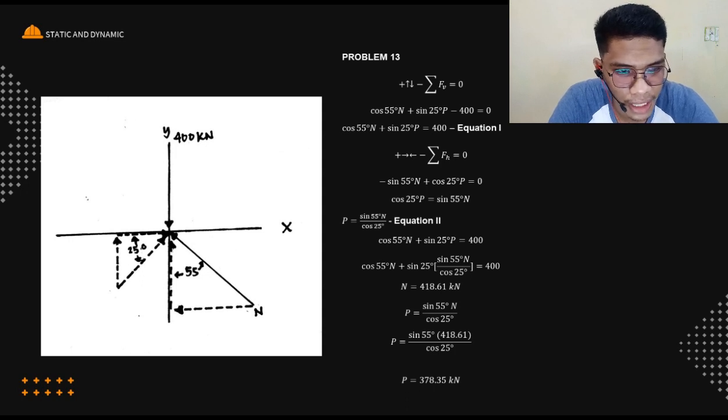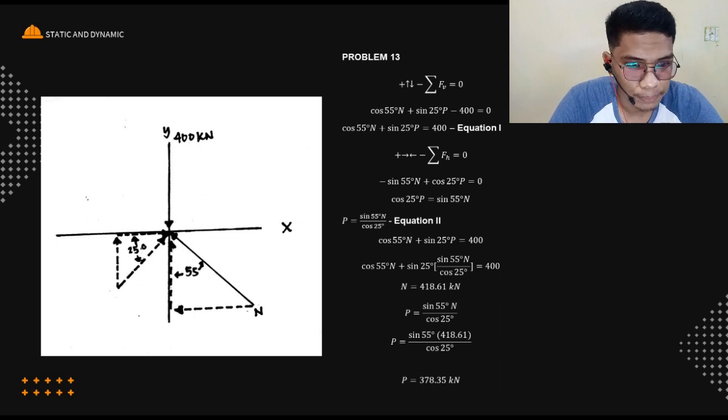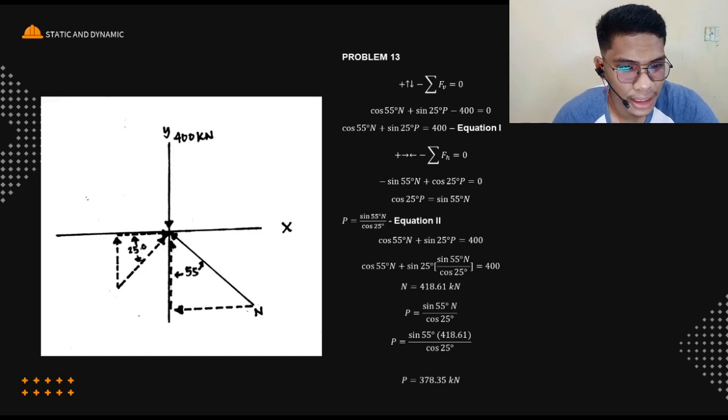So, cosine 55n plus sine 25 degrees multiplied by the sine 55n over cosine 25 degrees is equals to 400. So, our n is equals to 418.61 kilonewton. And then, dahil po meron na po tayong n, substitute naman po natin to para hanapin natin si P. Para hanapin natin yung value ni P.